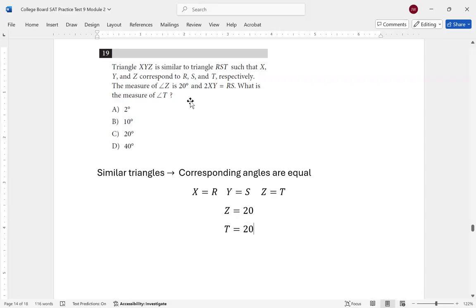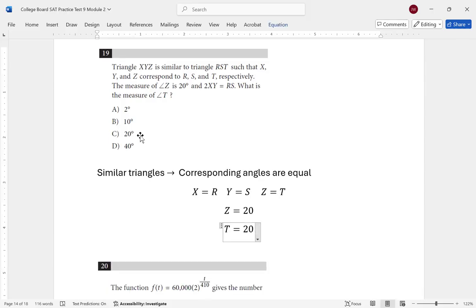So what is the measure of angle T? I didn't even need to draw the actual triangles. I know that C is the correct answer for question 19. 20 degrees, which is C.